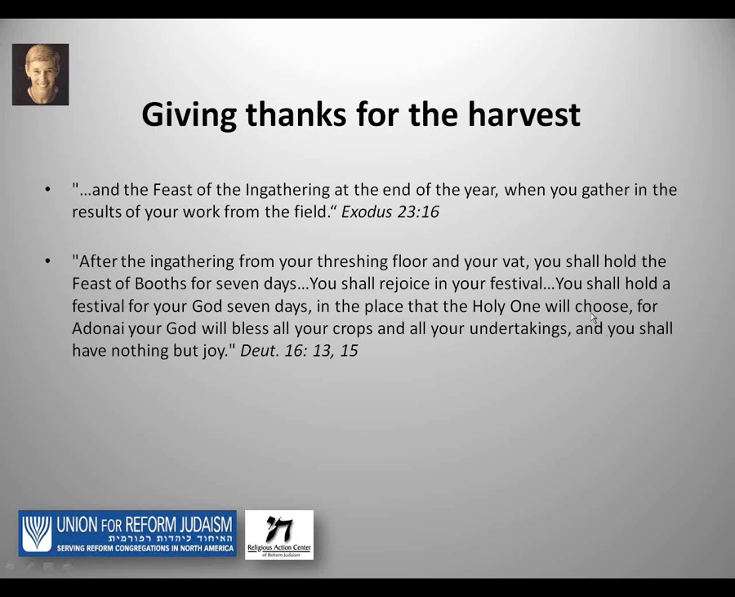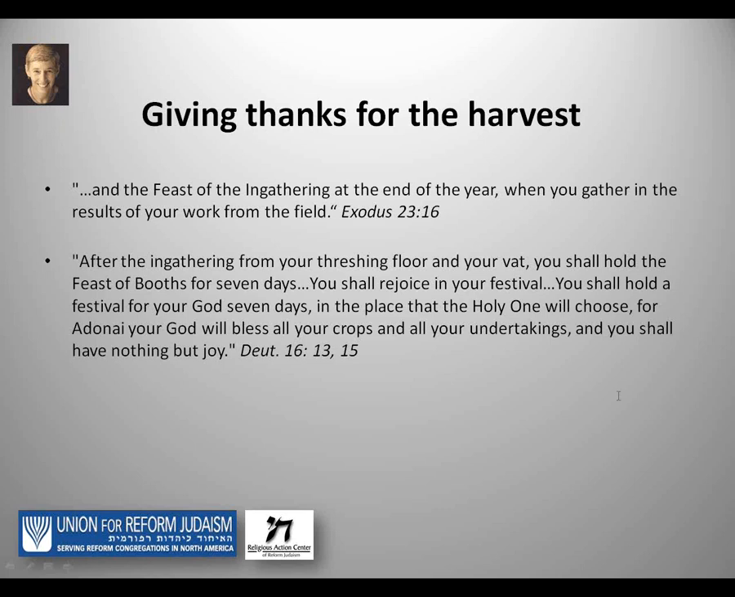Of course, there are things that grow in the wild, but we are talking here particularly about cultivated food. The next quotation is from the book of Deuteronomy: "After the ingathering from your threshing floor and your vat, you shall hold the festival of booths for 7 days." So here we have, first of all, the threshing floor, grain, and your vat. This points us towards probably the making of wine. So we've got at least 2 different kinds of produce that are made by human hands. And we also learn that this is going to be a 7-day harvest.